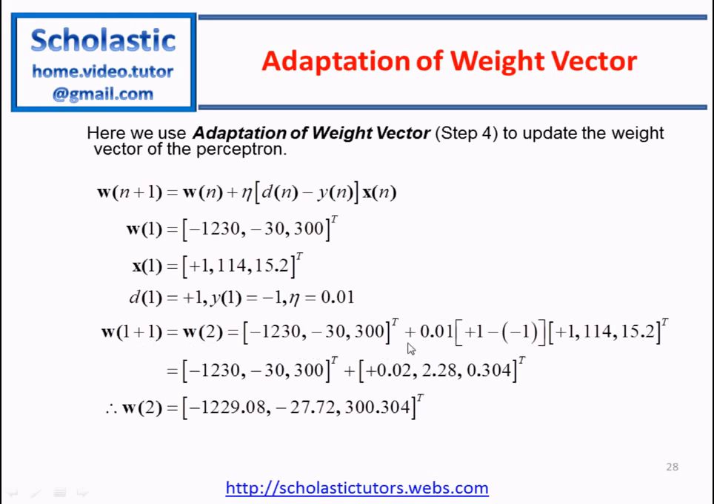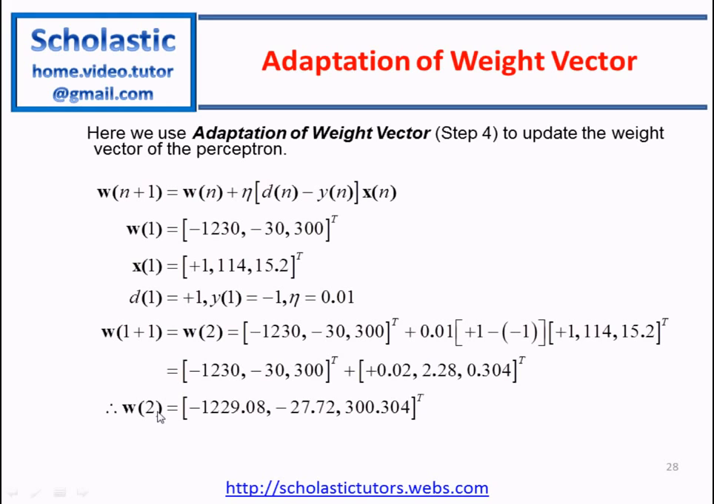So when you put n equal to 1, then n plus 1 equals 2, giving w2. If you simplify this, the weight vector plus eta, which is 0.01, times d1, the desired output, plus 1, minus the actual output, which was -1, so you get +2 here, times the input vector. This is the known fruit, 114 weight, 15.2 centimeters length, and then you simplify this equation to get this one down here, and finally you get w1 plus 1.